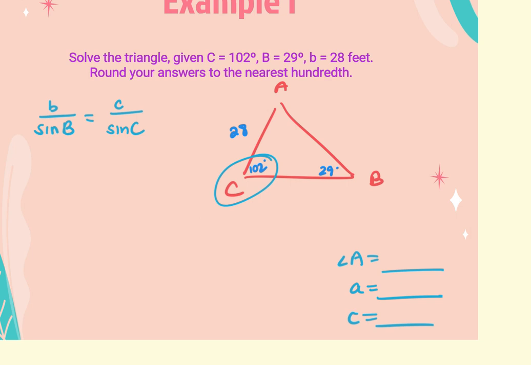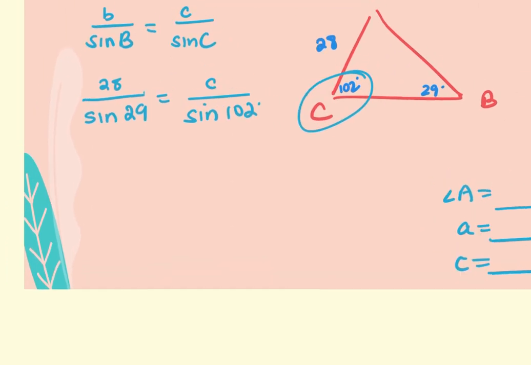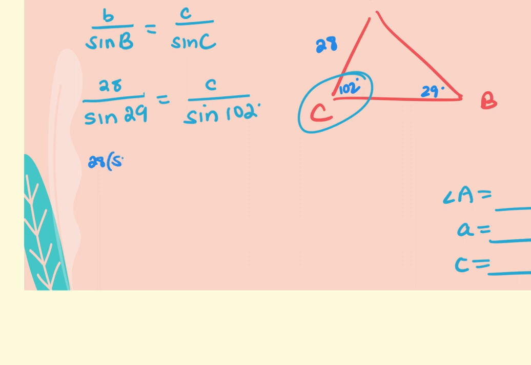So I'm going to fill in the parts I know. Side B is 28 over the sine of angle B is 29 degrees equals side C I don't know over the sine of angle C, which is 102 degrees. And then from here, we just cross multiply and divide. So 28 times the sine of 102 is going to equal C times the sine of 29. And then I would divide by the sine of 29.